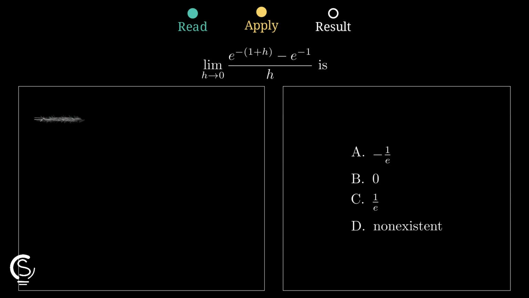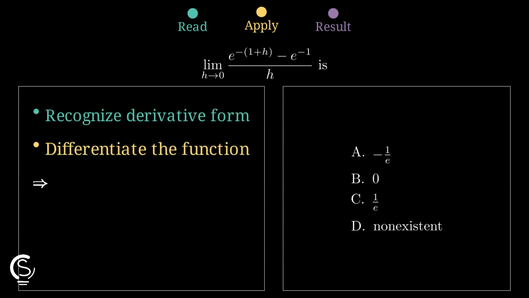Now, differentiate that function. If f of x is e to the negative x, then f prime of x is negative e to the negative x by the chain rule. So the limit is f prime of 1, which becomes negative e to the negative 1, and that simplifies cleanly to negative 1 over e.